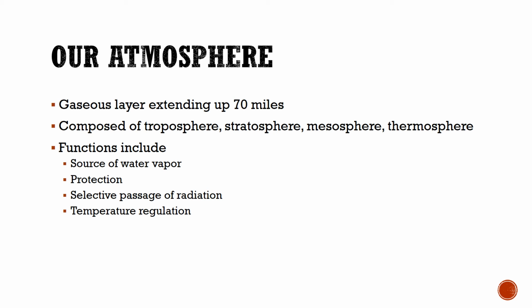Okay, now let's look at our atmosphere. One big thing I want you to wrap your mind around is that our gas layer extends up to 70 miles. There are different gases within those 70 miles, but we compose it within four major spheres, and those four major spheres have different functions: protection from different wavelengths, temperature regulation, which is really important, the passage of radiation and how much is actually getting to the Earth, and then water vapor and water absorption as well.